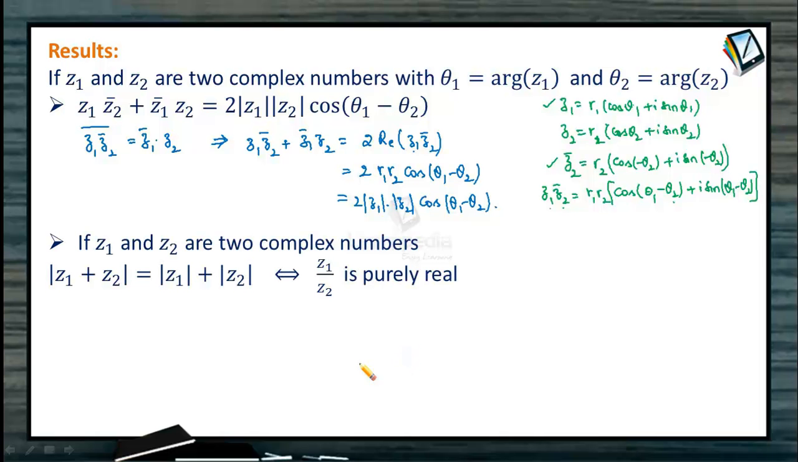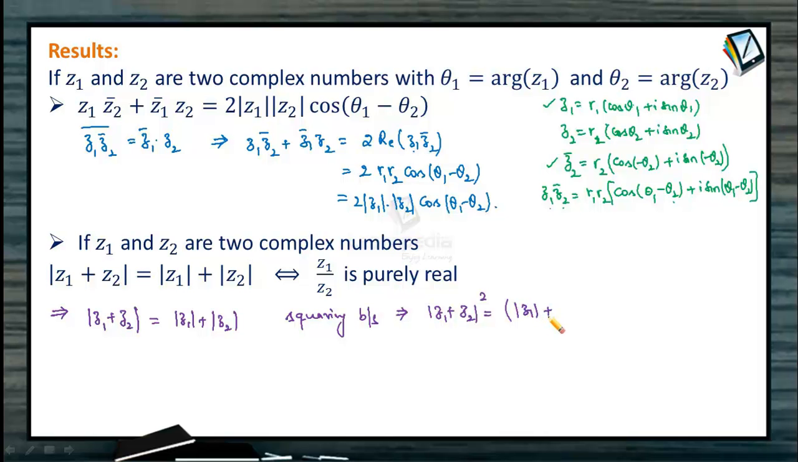If Z1 and Z2 are complex numbers such that mod of Z1 plus Z2 is equal to mod of Z1 plus mod of Z2, then Z1 by Z2 is a purely real number. Now what does the result say? Given that mod of Z1 plus Z2 is the same as mod Z1 plus mod Z2, what happens if we square this on both sides? We get mod of Z1 plus Z2 whole square equal to mod Z1 plus mod Z2 whole square. Now the right hand side is a real number squared, in the form a plus b whole square, and for the left hand side we just derived the result.